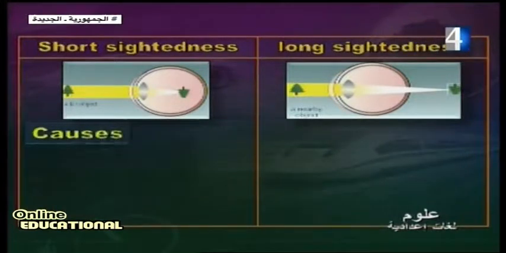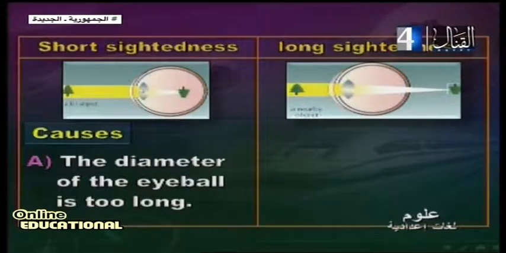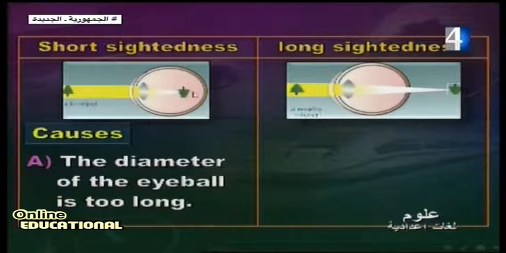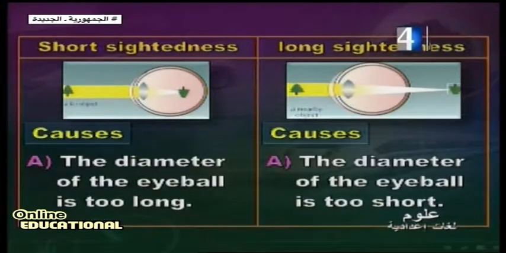So, what is the reason for short-sightedness? First reason, the diameter of the eyeball is too long. The diameter of the eyeball is the distance between the optical center of the lens and the retina. In this case, the diameter of the eyeball is too long, so the image can't reach the retina. Opposite in long-sightedness. First reason, the diameter of the eyeball is too short, so the image is formed behind the retina.